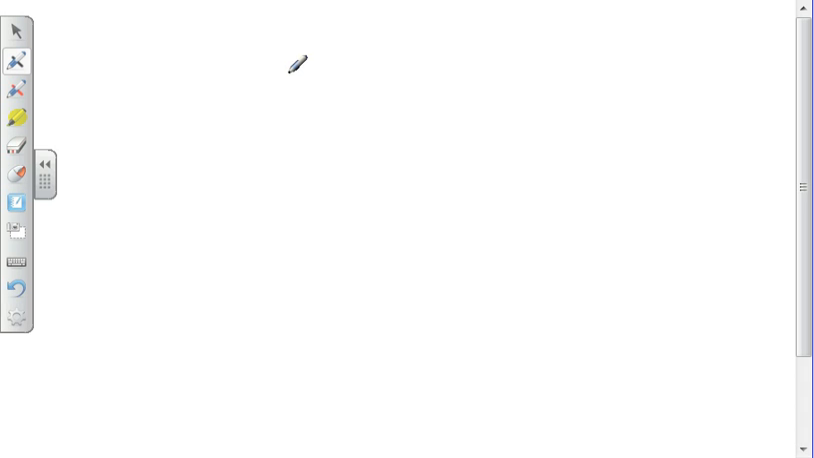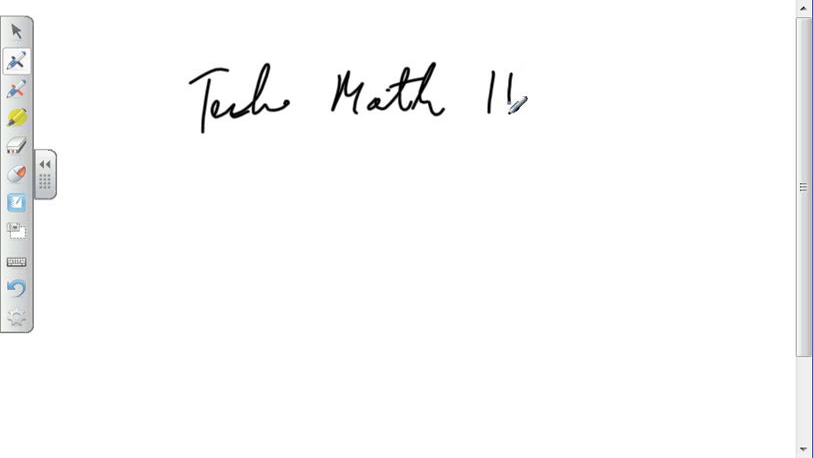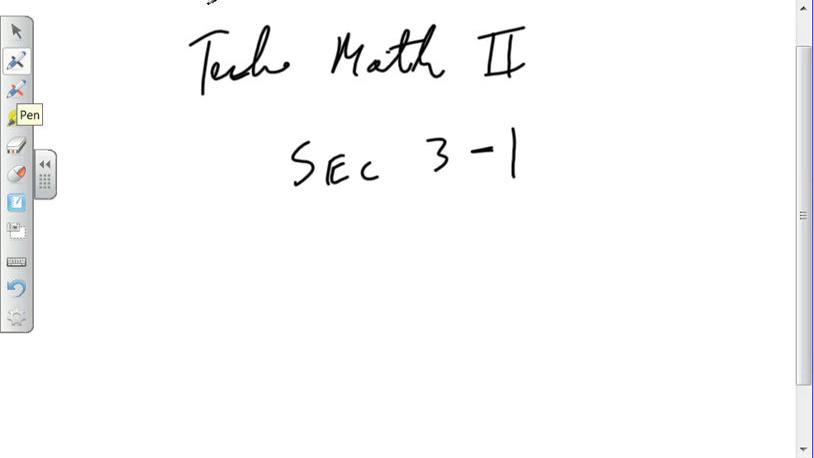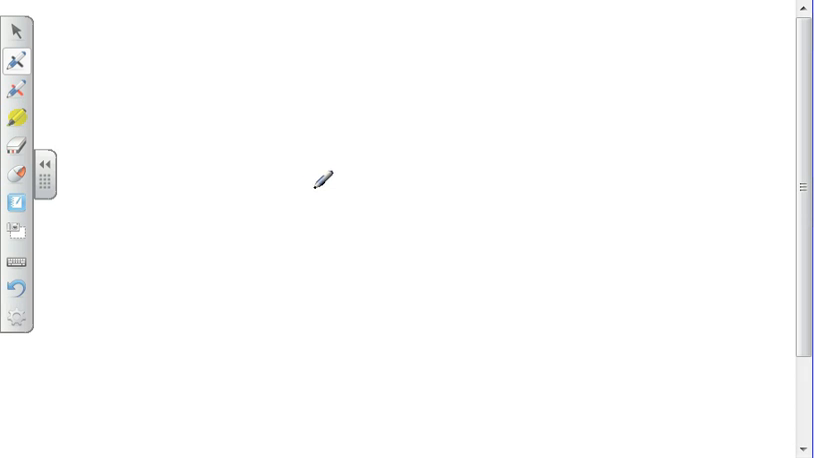Recording. This is Tech Math 2. And we're in section 3-1. Maybe we're in section 3-1. Oh. Now we're in section 3-1. Much better.